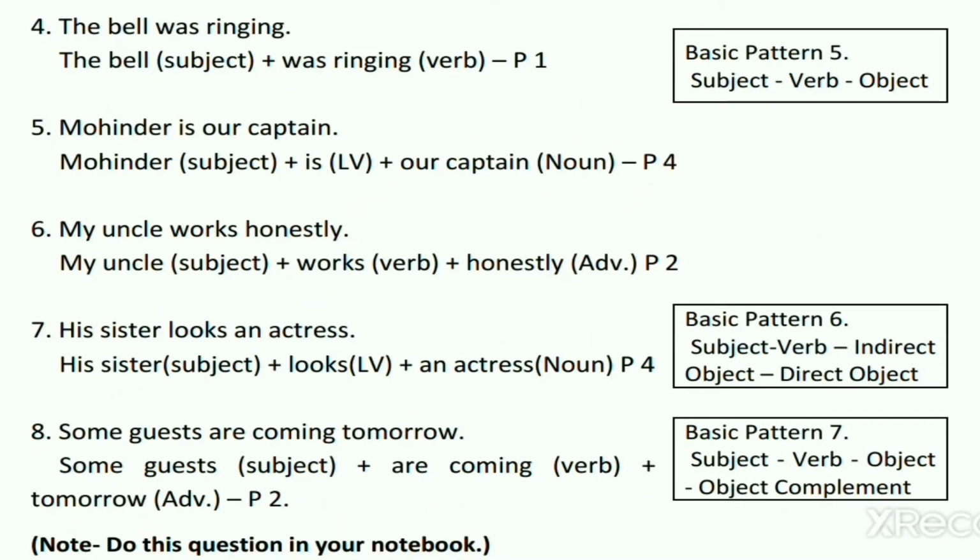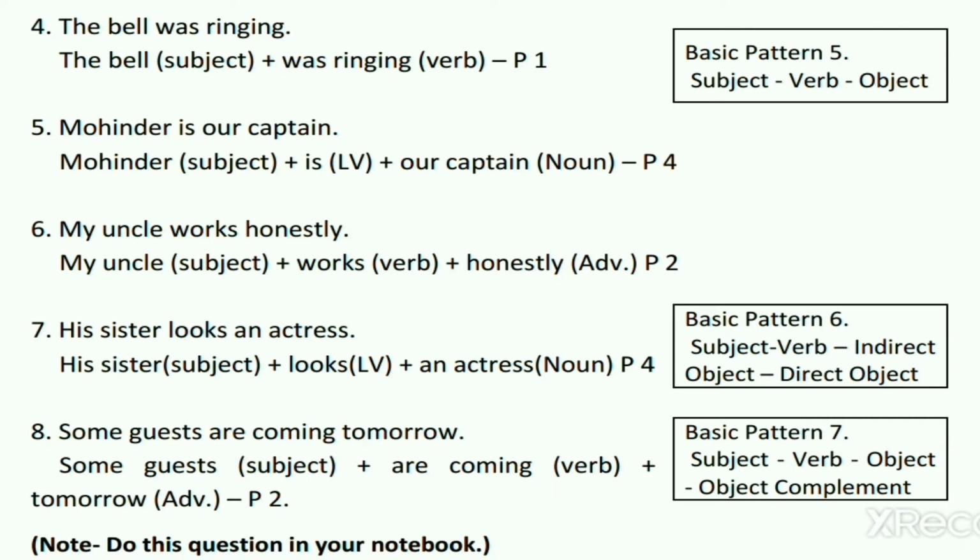The bell was ringing. The bell is subject, was ringing is verb. In this statement we use pattern number first. Fifth, Mohinder is our captain. So in this statement we use pattern number fourth. In pattern number fourth we use subject plus linking verb plus noun. So in this statement Mohinder is subject, is linking verb plus our captain is noun.